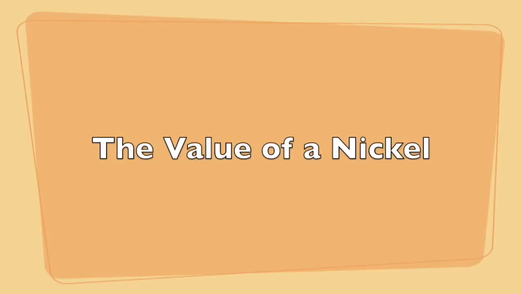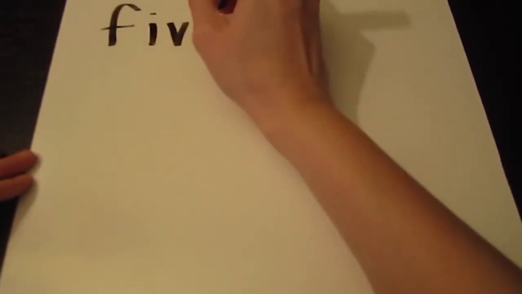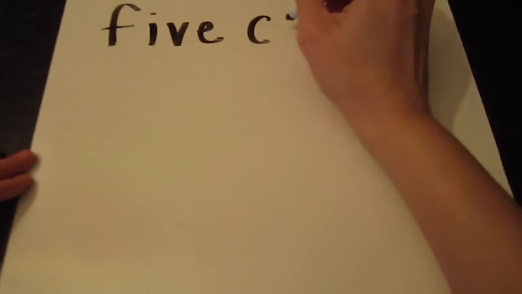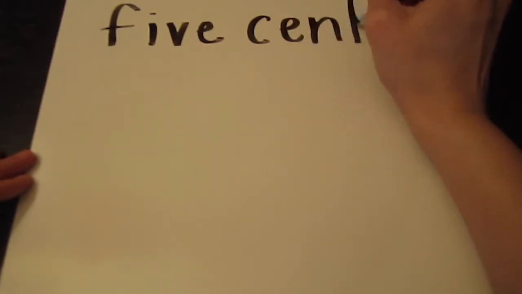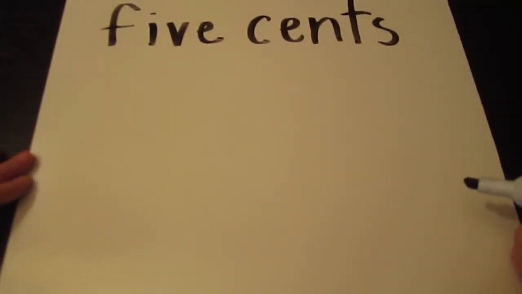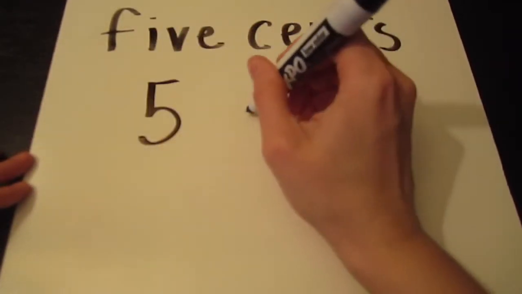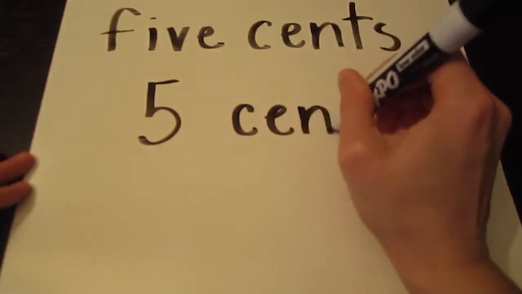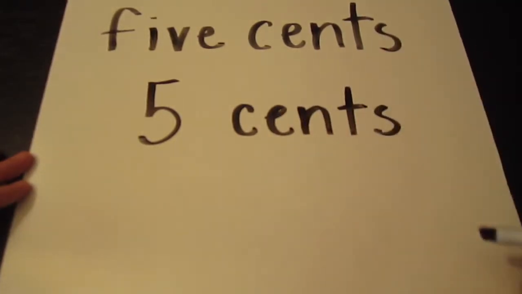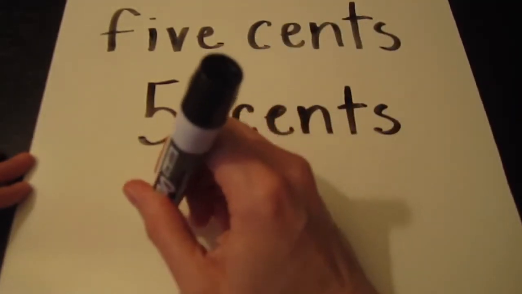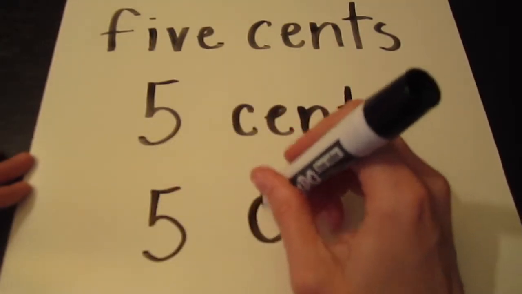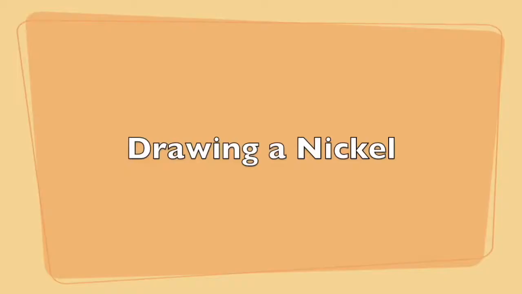F-I-V-E C-E-N-T-S. The value of a nickel. Let's practice writing the value of a nickel. F-I-V-E C-E-N-T-S. Or we can replace the 5 with the symbol 5 and cents, C-E-N-T-S. Or we can keep the symbol 5 and draw the symbol for cents with a C and a line through it.